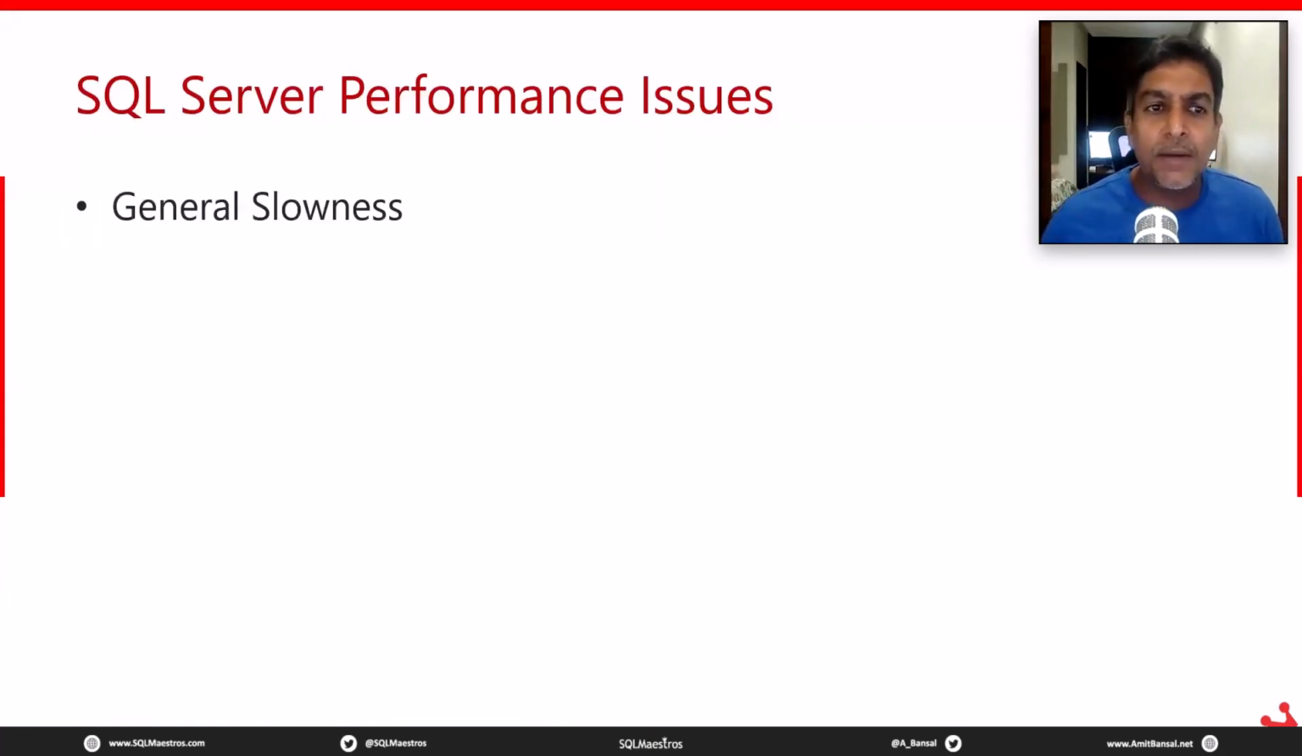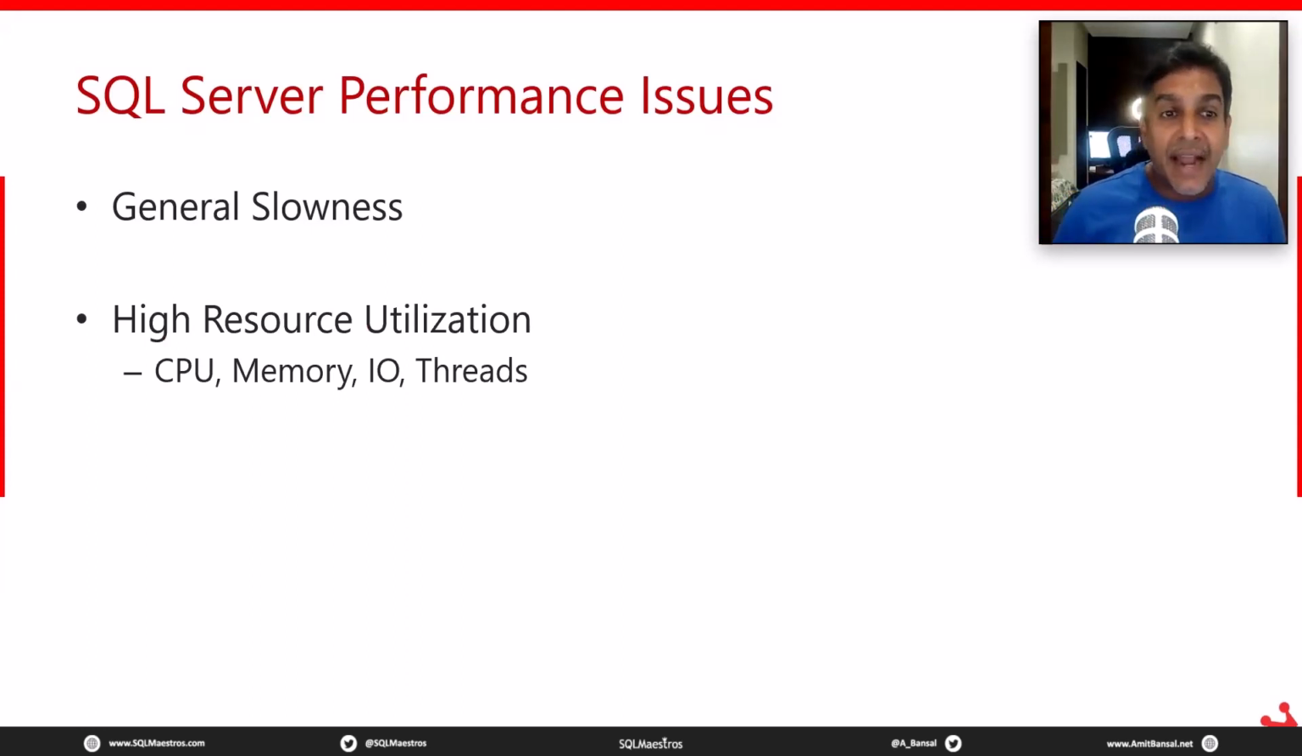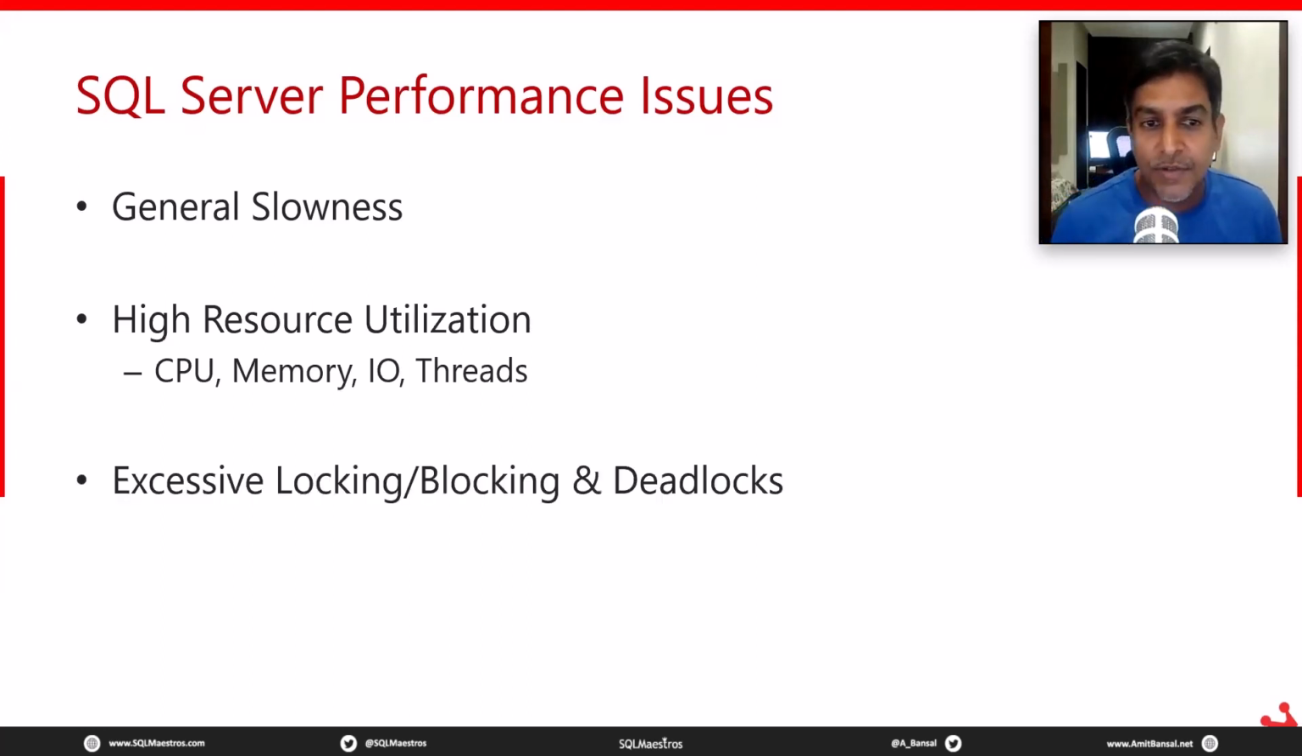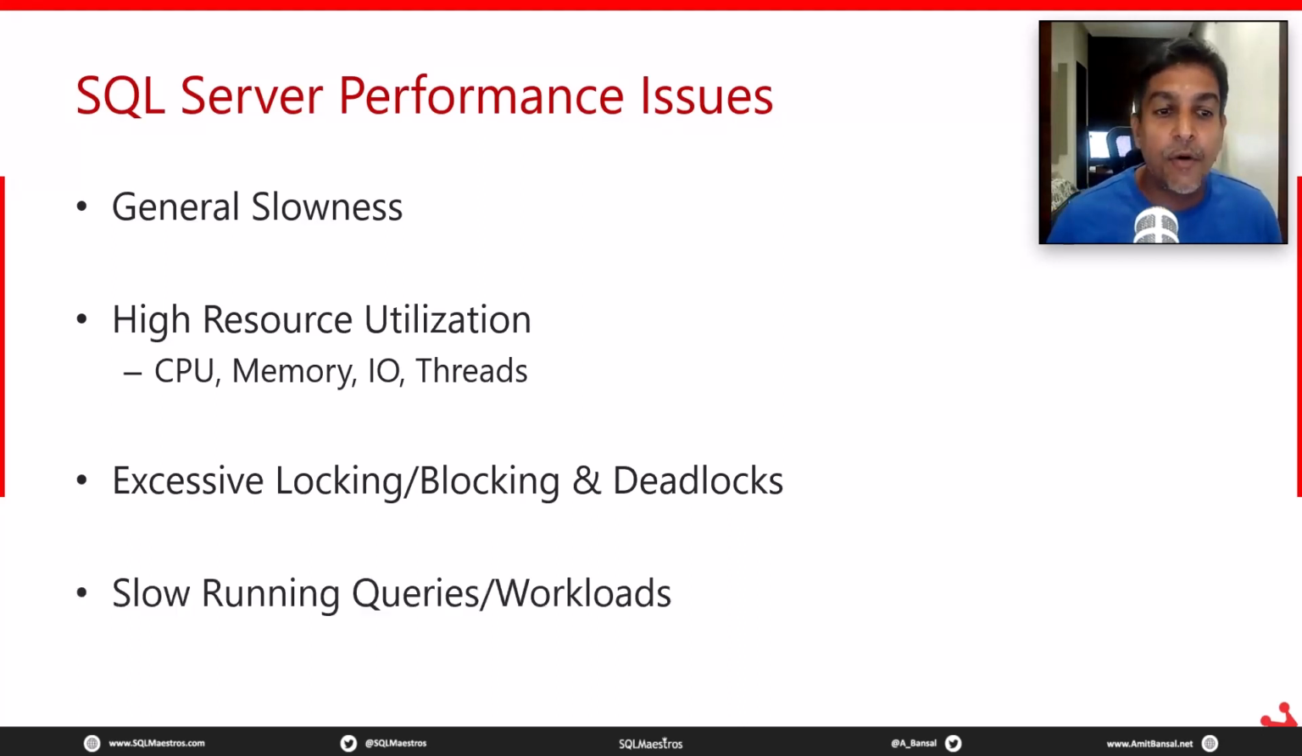What I talked about in part one is that the problems that you face with SQL Server performance can be generally categorized as follows. You could say SQL Server is generally slow. This is general slowness, or it could be categorized as high resource utilization: CPU consumption, memory consumption, IO stats are all going very high. SQL Server is low on resources. It could also be categorized as excessive locking, blocking, and maybe the application is seeing a lot of deadlocks. That's another way of looking at performance issues.